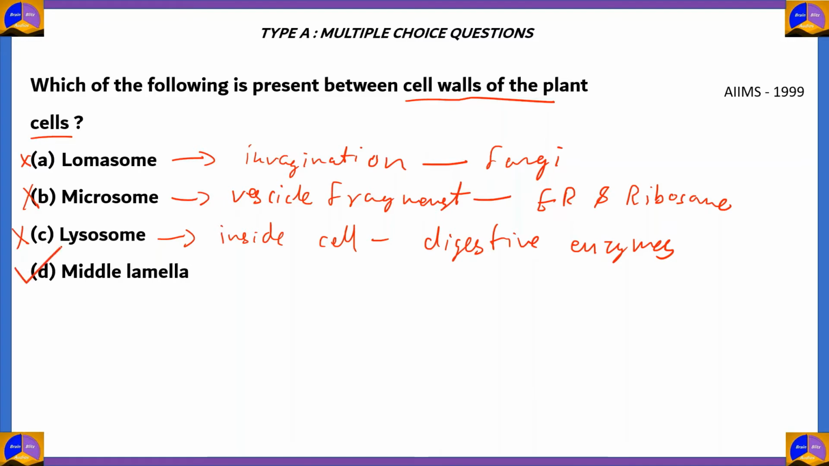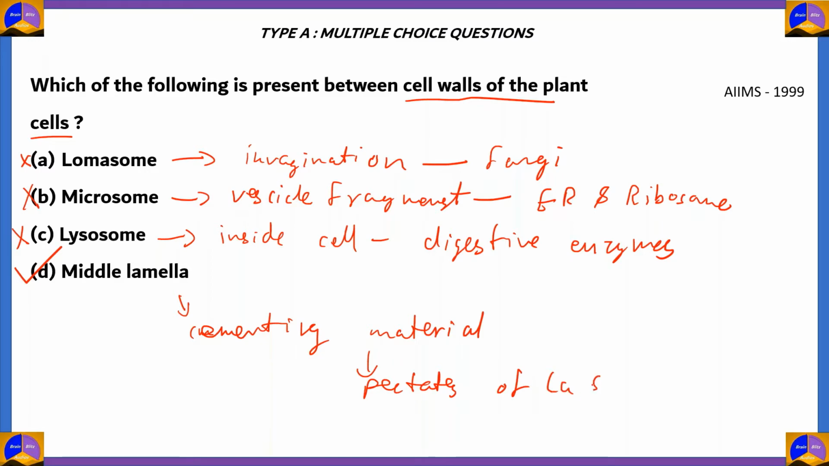The right answer is option D, middle lamella. This is the cementing material between two cells, and they contain pectates of calcium and magnesium.